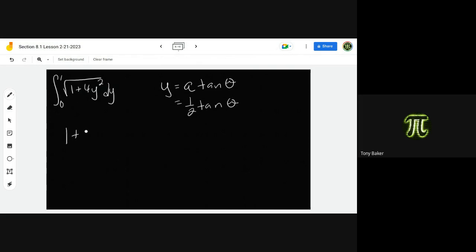The goal is to get this as just two simple squares, so it's 1 plus the y squared. I need to get rid of that 4. If I multiply it by 1/2 squared, which would be 1/4, the 4 disappears. So that's the goal. All right, so that's y. Now I have to find my dy.